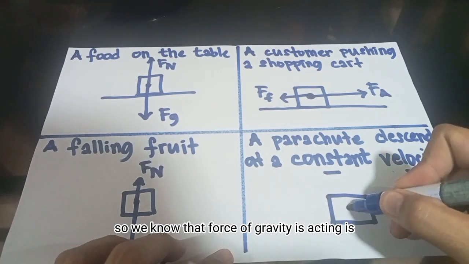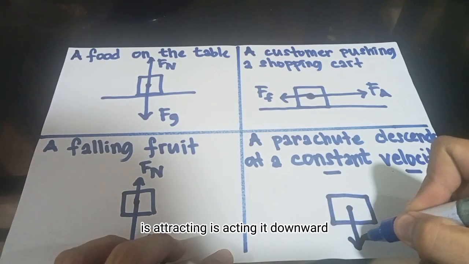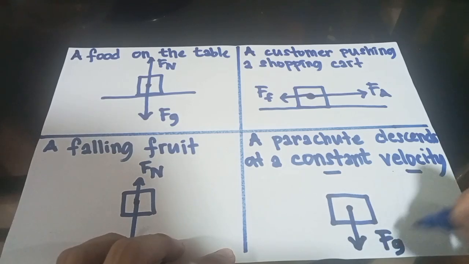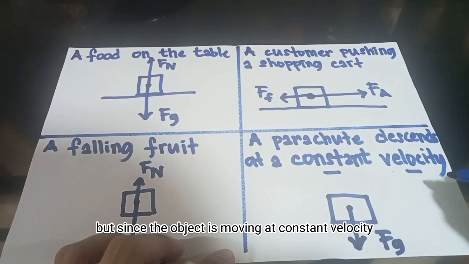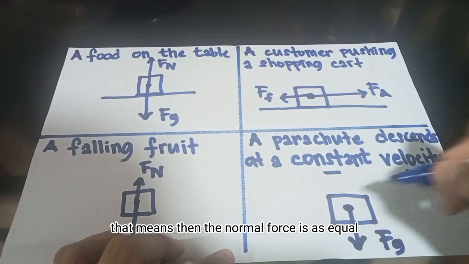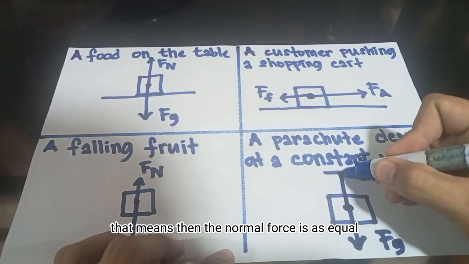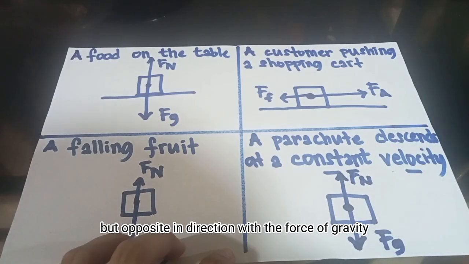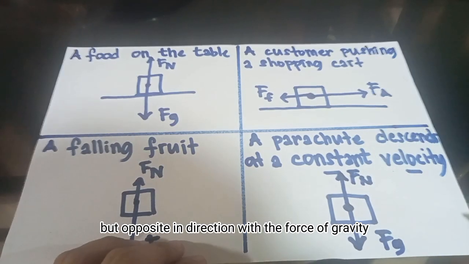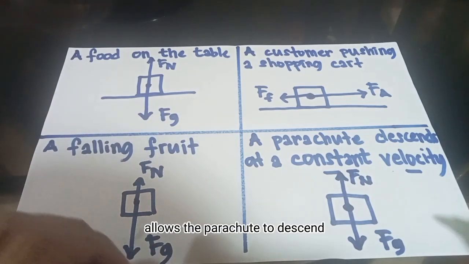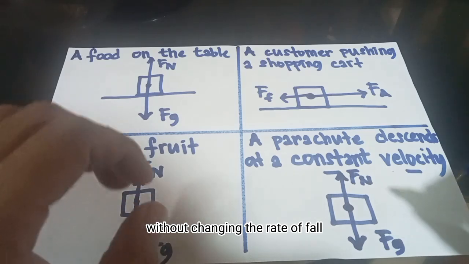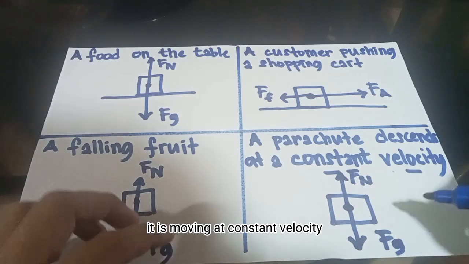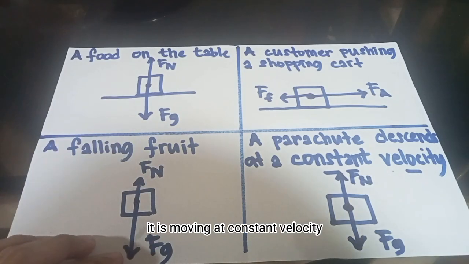We know that the force of gravity is acting downward. But since the object is moving at constant velocity, that means the normal force is equal but opposite in direction to the force of gravity. Thus, it allows the parachute to descend without changing the rate of fall. It is moving at constant velocity.